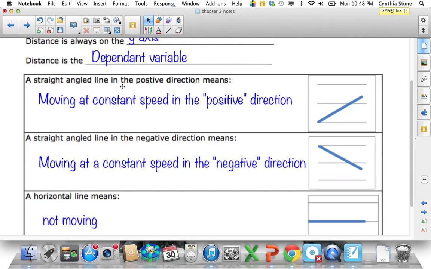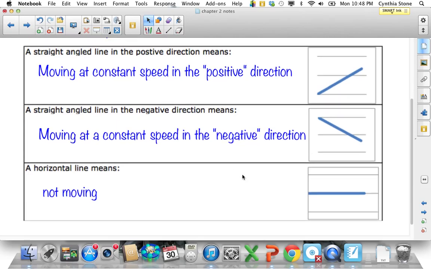If you have a straight angled line in a positive direction, okay, so it's sort of moving up, that means that it's moving at a constant speed. So straight line means constant speed in what we call the positive direction. Like in the last example I said that was north. If it's heading down, that means it's moving at a constant speed in the negative direction. And again, the idea is that if you say north is positive, then south is negative. Or if east is positive, then west is negative. It's moving the opposite direction. And horizontal means not moving.